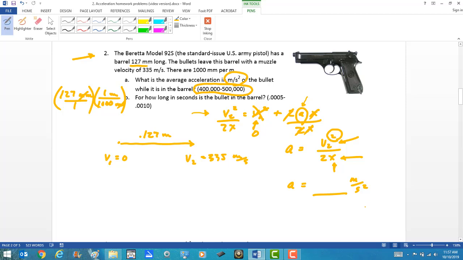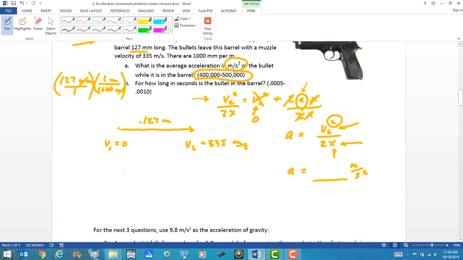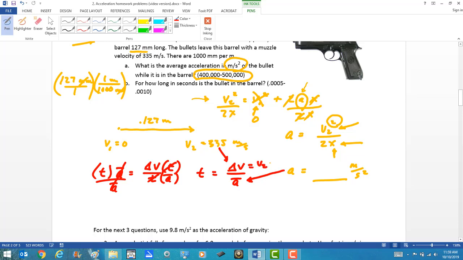Part B, how long in seconds is the bullet in the barrel? And for this, you could just simply use equation number 2. Those cancel out, and you're left with time equals change in velocity over acceleration. The change in velocity is v2 minus v1, divided by the average acceleration, which you just solved for. And so go ahead and solve that, and you should be landing somewhere within that range. And the units, of course, is seconds. Now we're sort of limited to 3 significant figures here because of the 335.